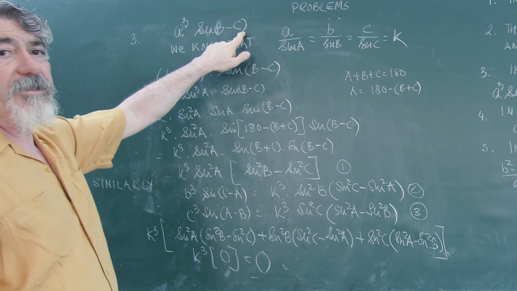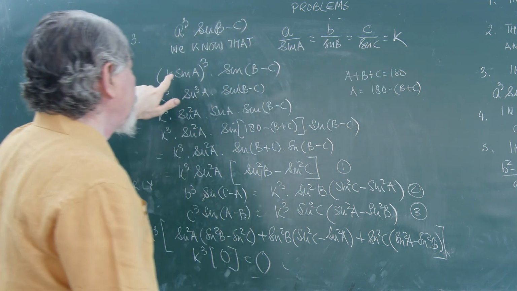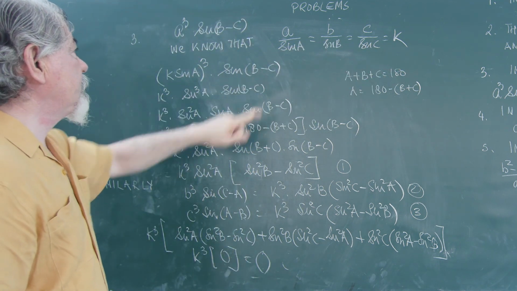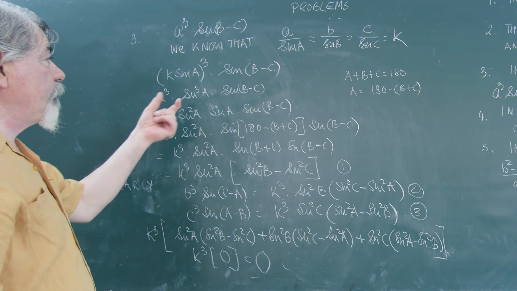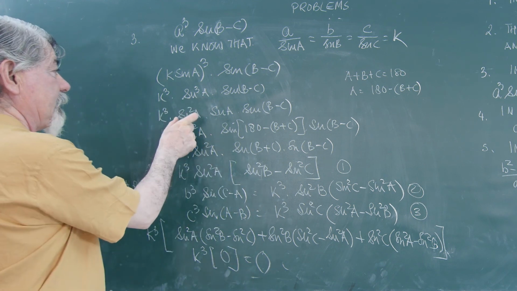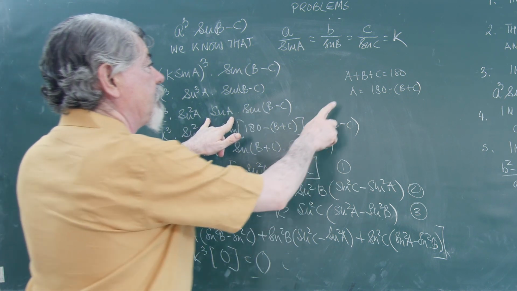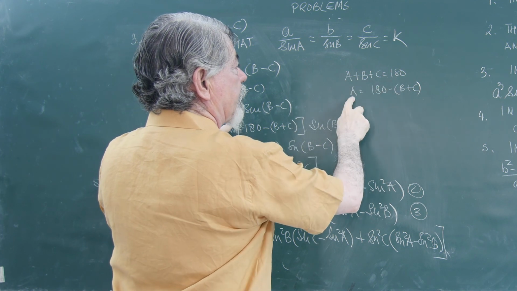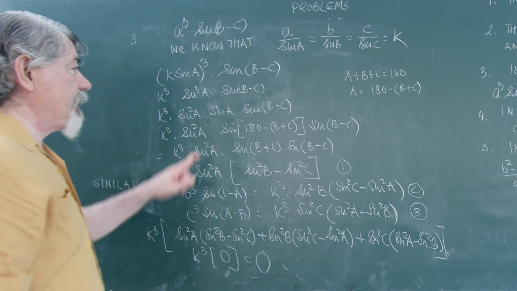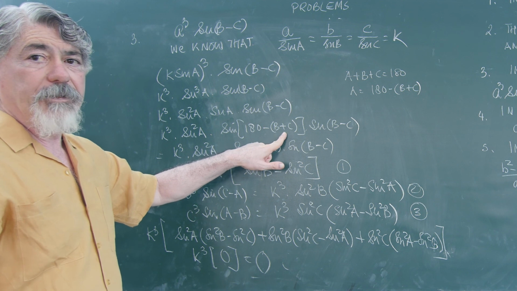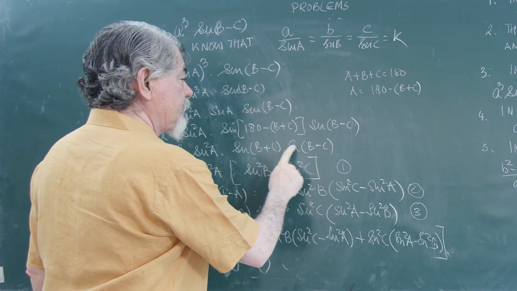a cube sine (B minus C). I have said in place of a, I can replace it by k sine A. K sine A to the power 3 sine (B minus C) will become k cube sine cube A sine (B minus C). I separated one sine. Sine cube A I have written as sine square A into sine A into sine (B minus C). Sine A I have written as, since A plus B plus C is 180, A will be 180 minus (B plus C), because I want to bring sine A in terms of these only. So sine A I have written as sine (180 minus (B plus C)). Sine (180 minus theta) is sine theta. So sine (B plus C), sine (B minus C).